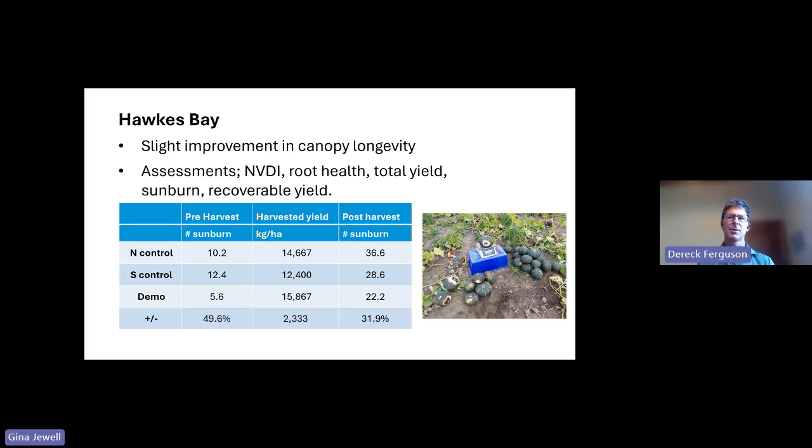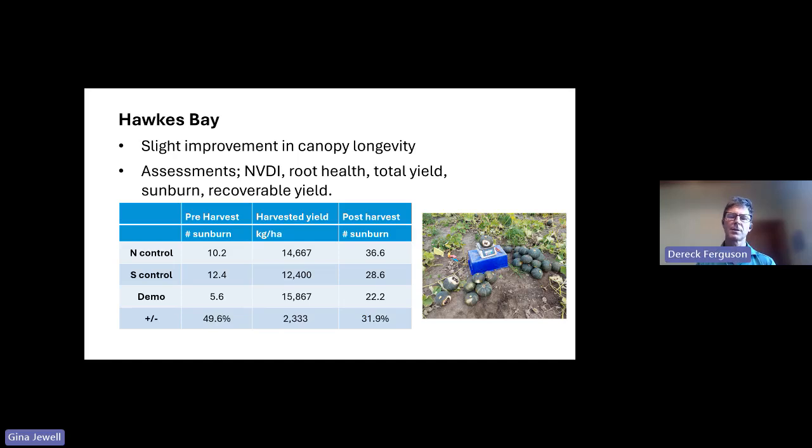And the far column, post-harvest, is looking at some transects on the ground, counting the number of fruit left behind by the pickers, and they've left it behind primarily because of sunburn. You'll see a reduction in the quantity left behind in the demonstration there.